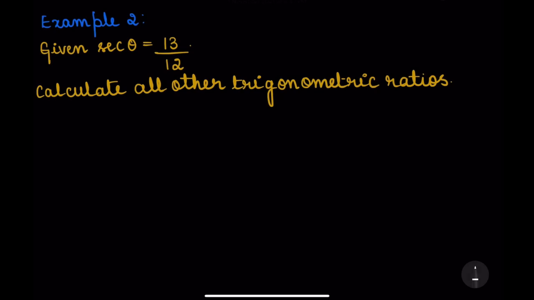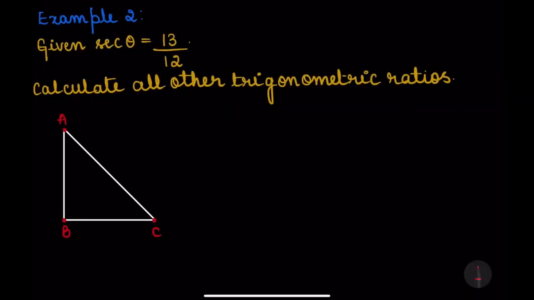Let us take up another example. Given secant theta is equal to 13 by 12, calculate all other trigonometric ratios. Let us first draw a right angle triangle ABC, which is right angled at vertex B. Let us consider angle A to be equal to theta.